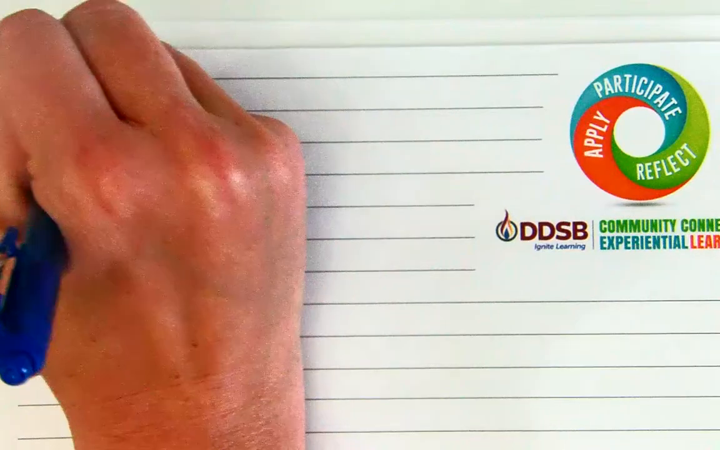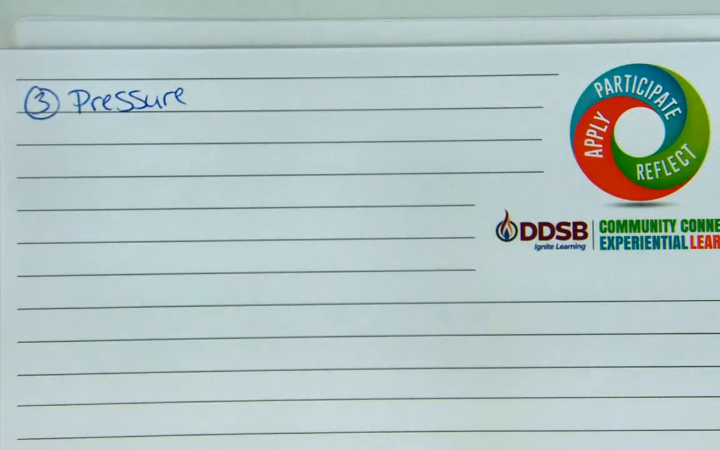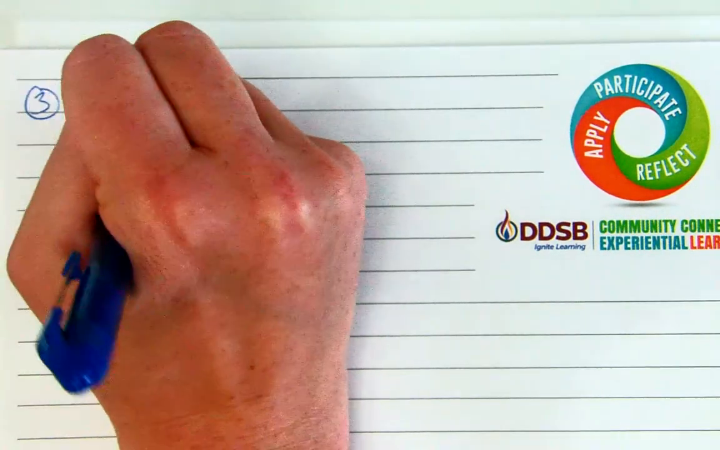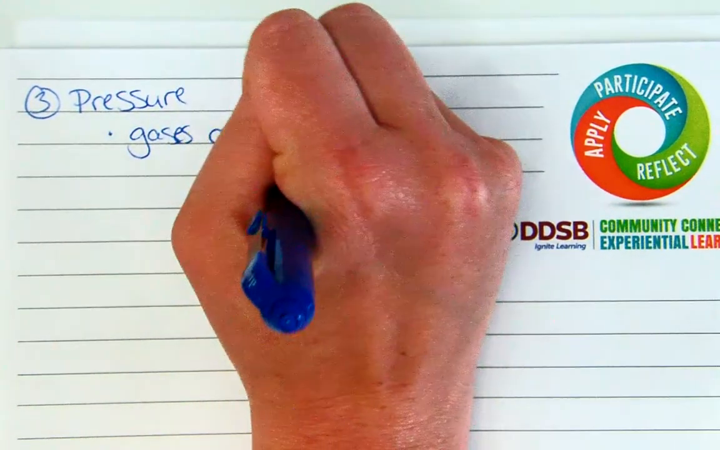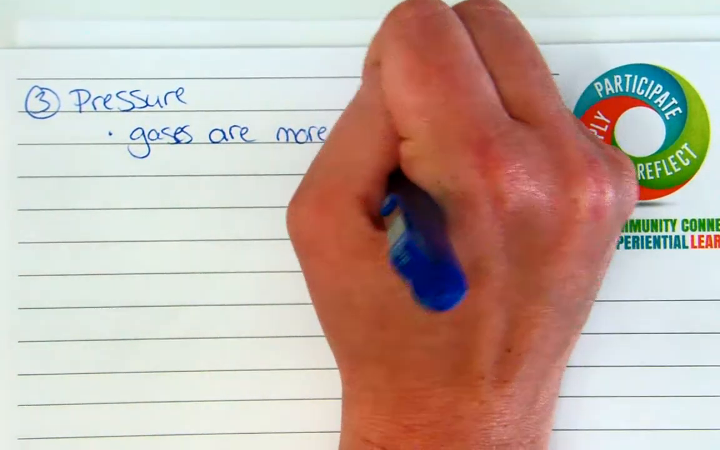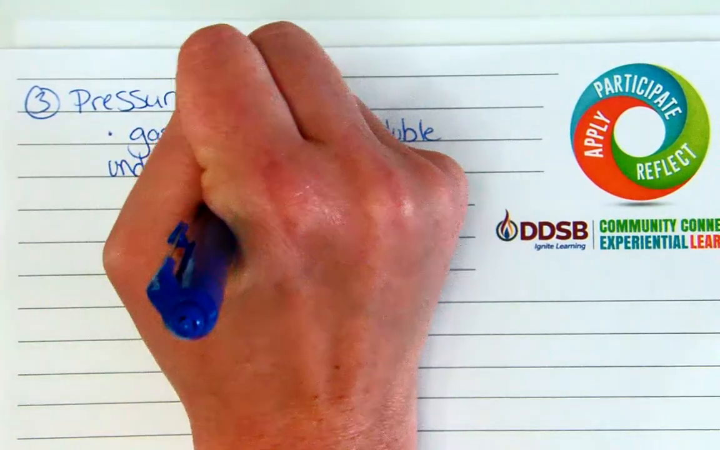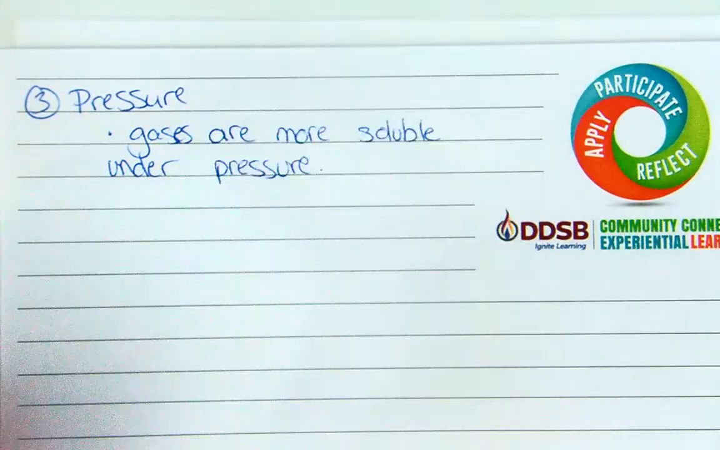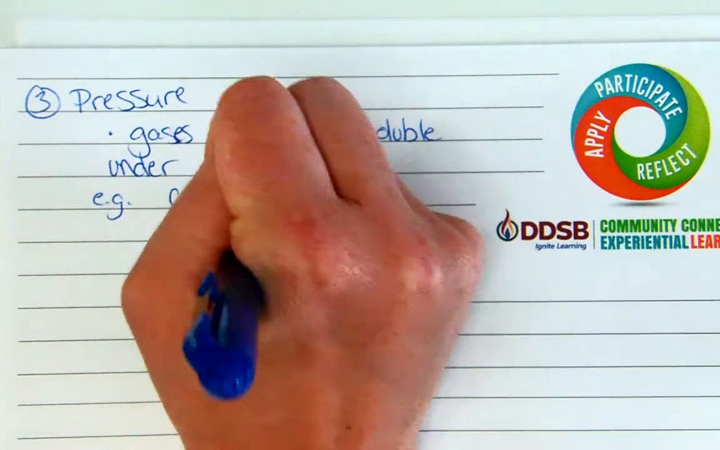Factor number 3 is pressure. So pressure namely affects gases. Gases are more soluble under pressure. Okay, and we'll go back again. Example, dissolved carbon dioxide in pop.